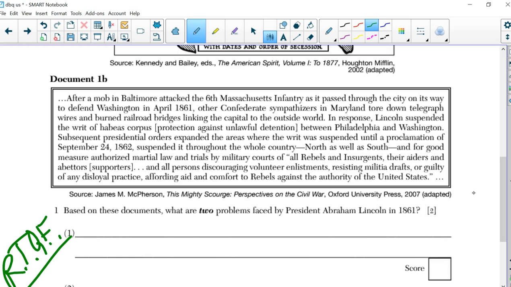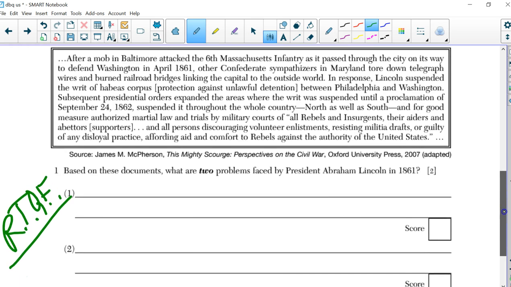Look at what they're asking you, and then look at the documents they give you, find the information. Okay? Work smart, not hard. You're going to hear me say that a lot too, almost as much as RTQF. Okay, so we're going to read our question first. Based on these documents, what are 2 problems faced by President Abraham Lincoln in 1861?